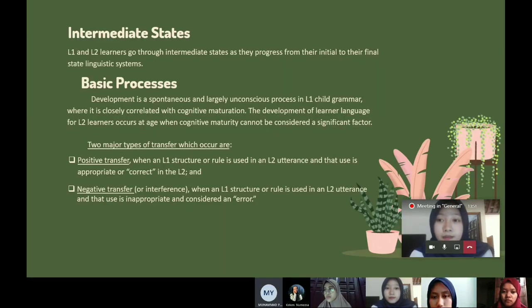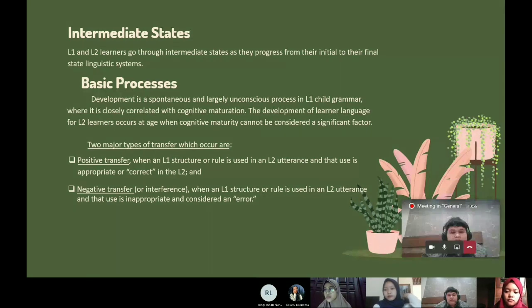Next, intermediate states. L1 and L2 learners go through intermediate states as they progress from their initial to their final state linguistic system. There is predictable sequencing of many phenomena within each, and some similarity of sequencing across languages. In fact, L1 and L2 learners play a creative role in their own language and do not merely mimic what they have heard and been taught.